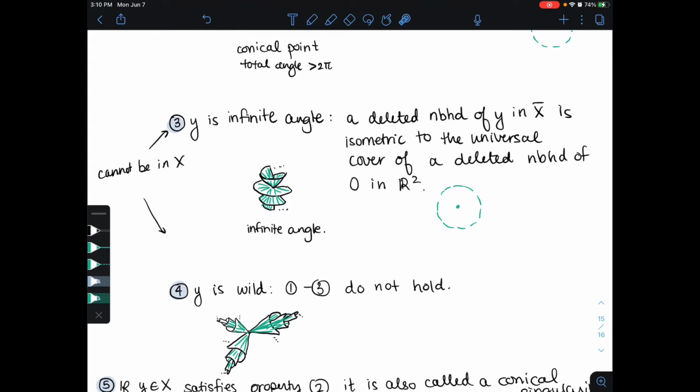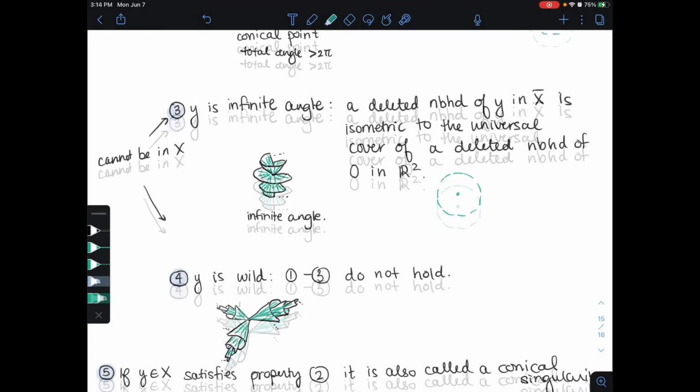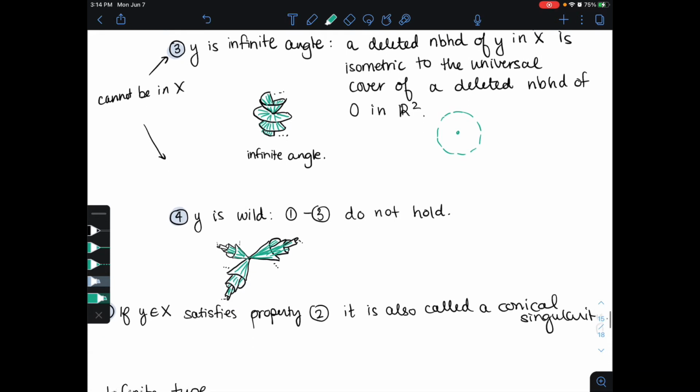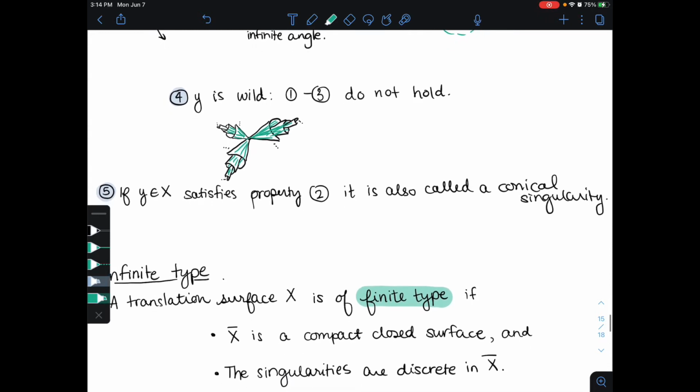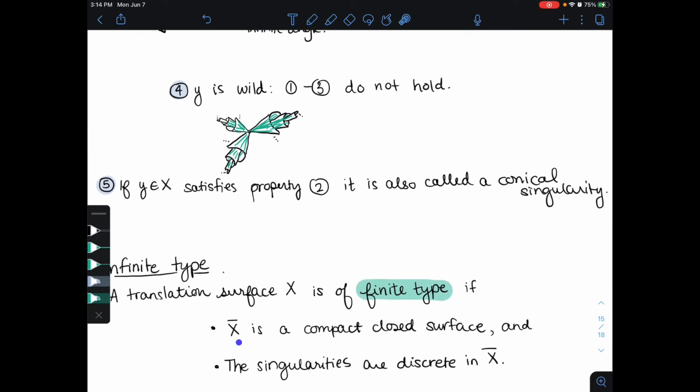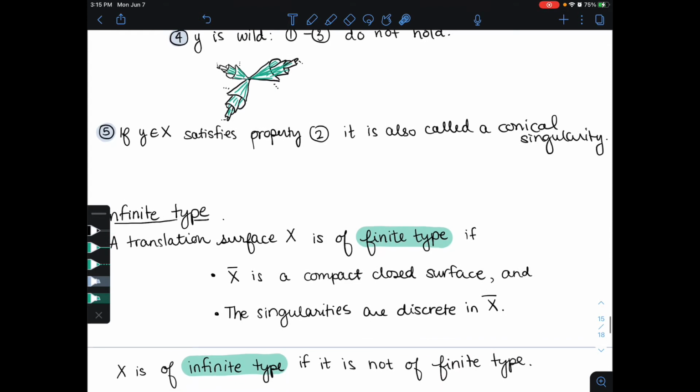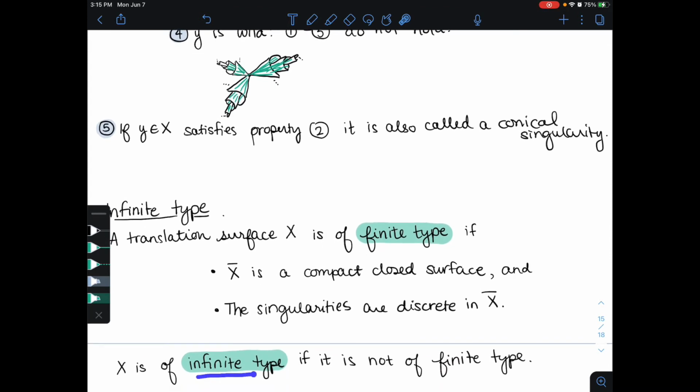Okay, so now let's talk about what it means for a translation surface to be of infinite type. It's a little bit different than a topological surface being of infinite type, so let's pay attention to the differences. A translation surface X is of finite type if the metric completion X bar is a compact closed surface and the singularities are discrete in X bar. Okay, and then X, the translation surface, is of infinite type if it is not of finite type. So notice that there's nothing about the fundamental group in the definition itself, and let's look at some examples to compare and contrast with the definition of topological surfaces of finite type.